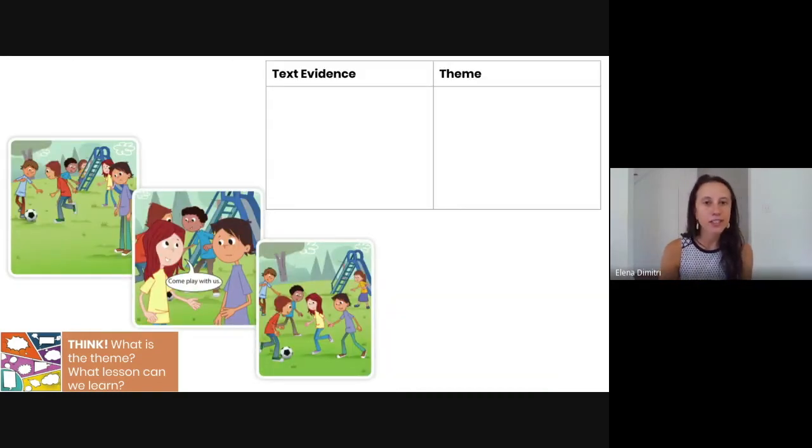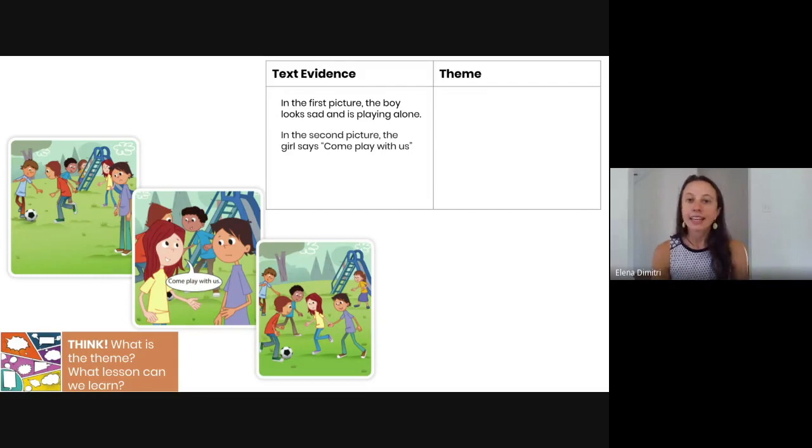Okay, so I'm going to walk you all through my thought process when I'm trying to identify the theme and pick out important events in these pictures. So when I'm looking at the first picture, the boy looks sad and is playing alone. And I'm talking about the boy right here. He's frowning and he's watching other people play soccer.